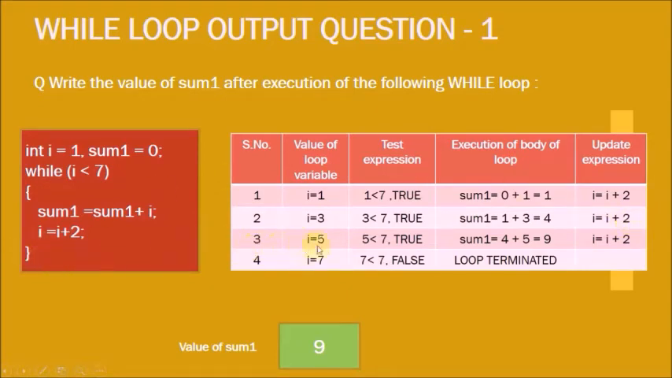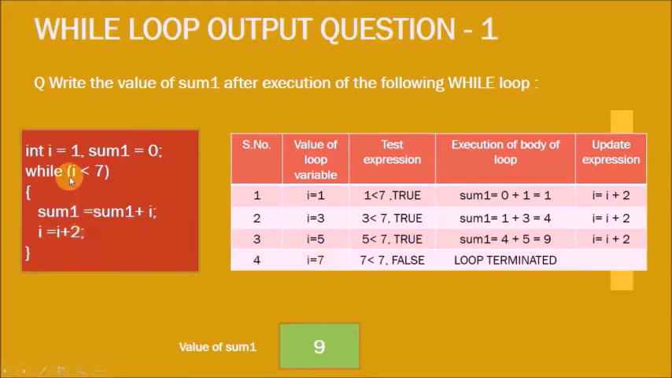So for the next iteration, the value of i is 5. We will again jump to the test expression. 5 less than 7. Yes, this is true. So sum1 is equal to, again the value of sum1 was 4 in the previous step, and the value of i here is 5. So 4 plus 5 becomes 9. And after that, we will come to the update expression. i = i + 2. So the value of i was 5 here. So 5 plus 2 will become 7. So for the next iteration, i is equal to 7.